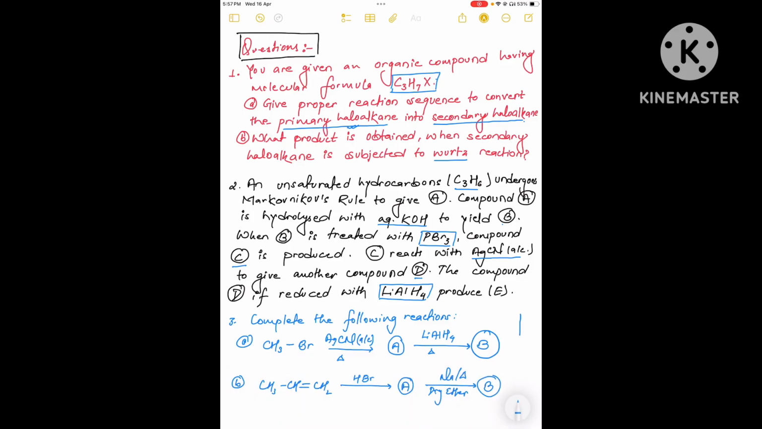And the last reaction, I think you can do it. So kindly solve it, and if you are able to solve it, attach it in the comment section so that friends who are not able to solve it will get help from it. Thank you.